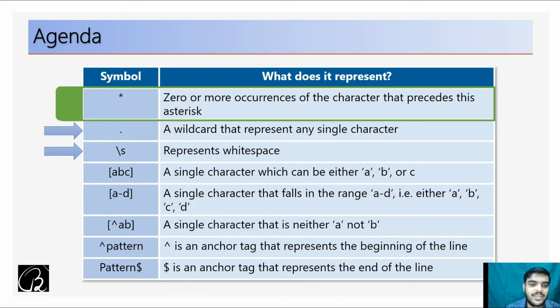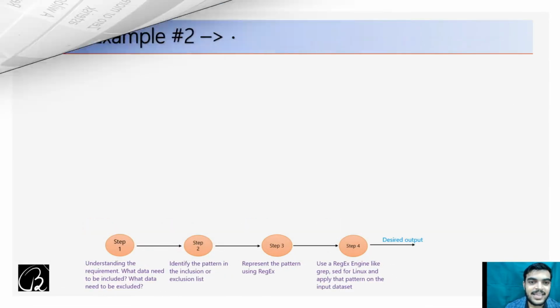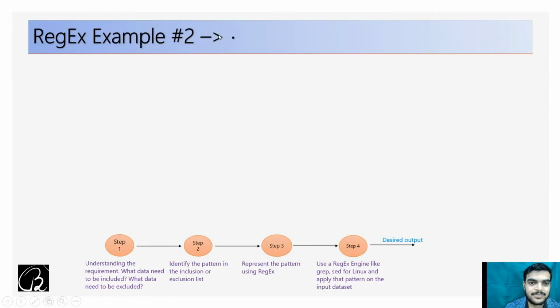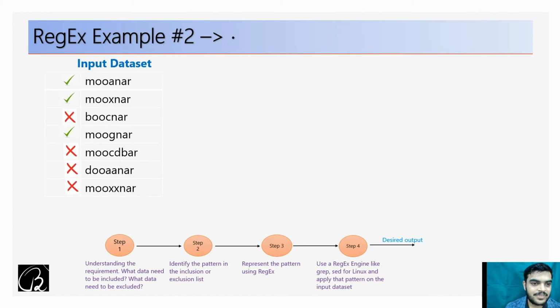Okay, so now without wasting any further time, let's jump right in. Now let's talk about the second example. In this example, we will talk about the dot or period symbol from the basic set in RegEx. Now let's have some input dataset first.